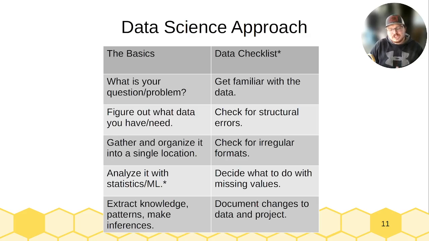Now, where the data checklist comes in is in step 4. So if we look at it, it says analyze it with statistics/machine learning, and there's an asterisk. So at that point, before you do an analysis is when you need to check your data. Pop over to list 2, the data checklist. Okay, so on the right-hand side here, we have 5 steps to checking our data. We're going to get familiar with the data set.